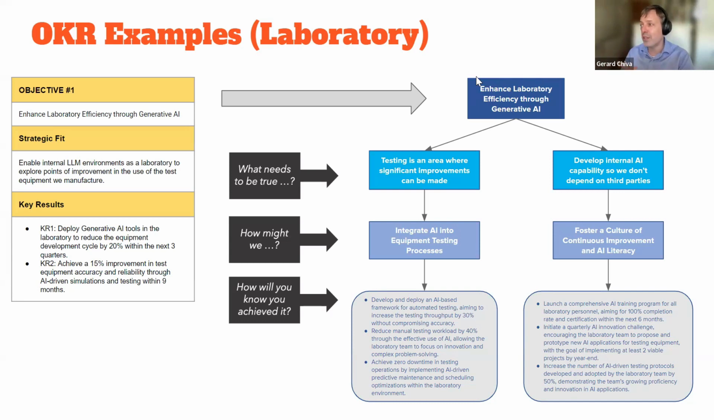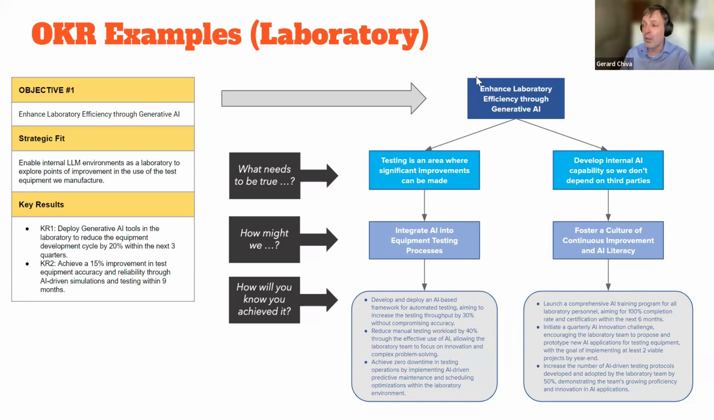And the other hypothesis is that we need to develop internal AI capability so we don't depend on third parties, which, remember, is connected to the map where we were saying that we don't want yet to get a provider. We need to develop that capability internally. Okay, so everything is connected here. The strategy may be wrong, but it's connected, right? That we don't know. That's why we iterate. But we have a strategy. Everybody understands why we're doing things, right?